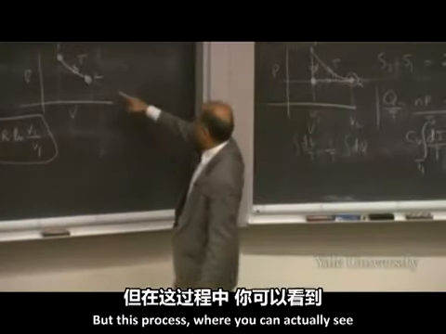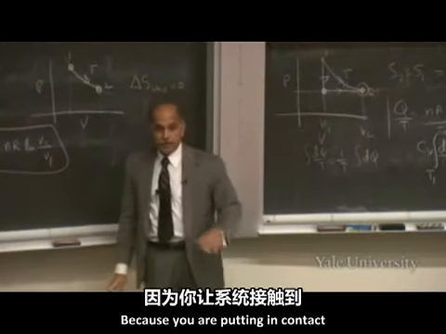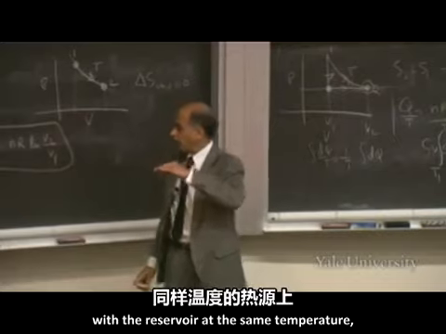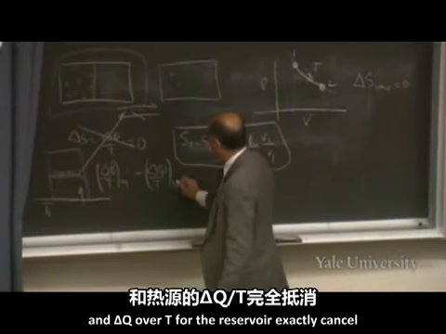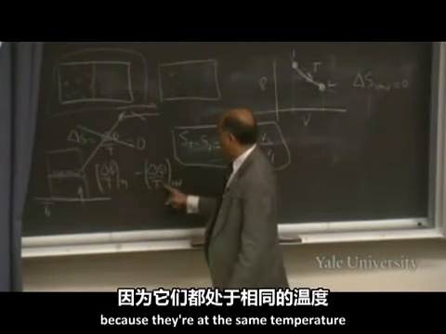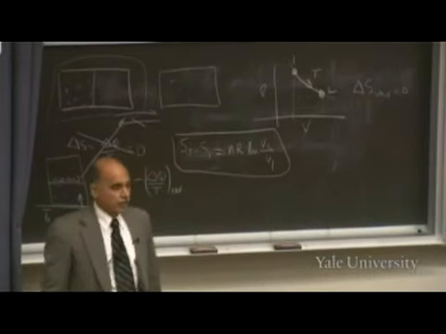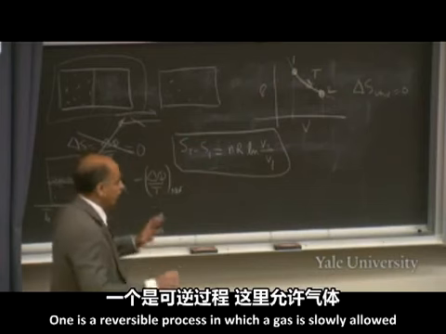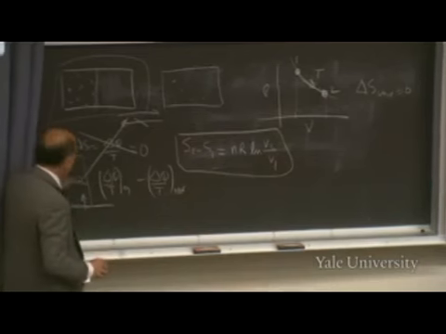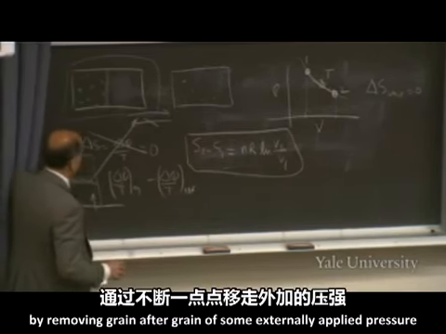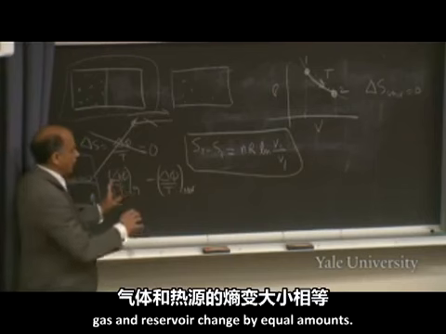But this process, where you can actually see it, is the one in which delta S of the universe is actually 0. Why? Because you're putting it in contact with the reservoir at the same temperature, so delta Q over T for the gas and delta Q over T for the reservoir exactly cancel, because they're at the same temperature, and delta Q for one is minus delta Q for the other. So don't confuse the two processes. One is a reversible process in which a gas is slowly allowed to expand from the initial state to the final state by removing grain after grain of some externally applied pressure, in a process where the entropy of the universe doesn't change. Gas and reservoir change by equal amounts.